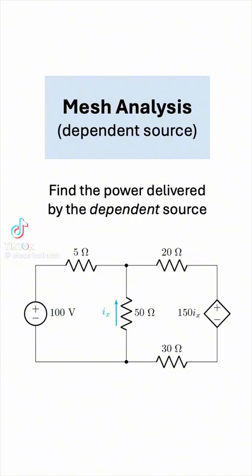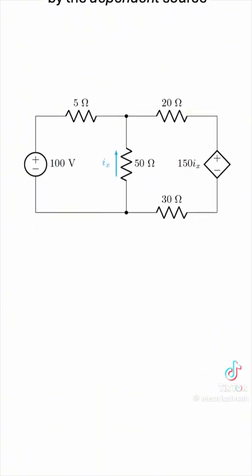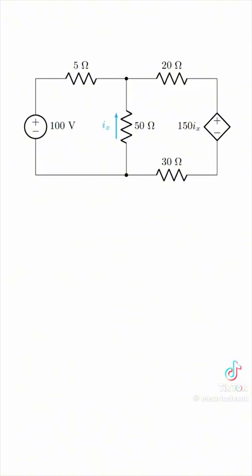Using mesh analysis, find the power delivered by the dependent source in this circuit. First, let's label the mesh currents, IA and IB. Always use the clockwise direction. Trust me, it helps. For mesh A, let's write the KVL equation.